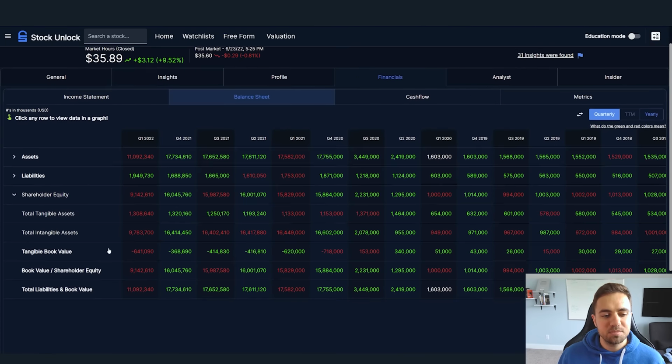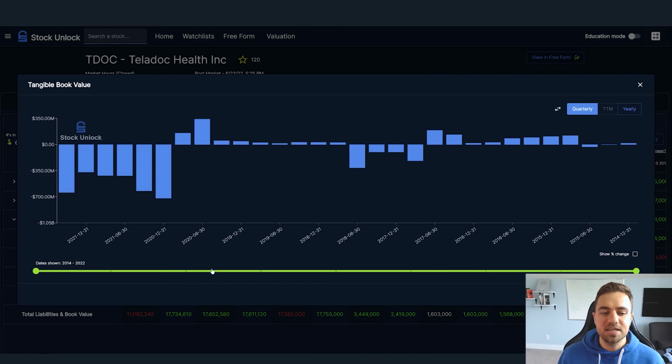So let's expand on shareholder equity and take a look at TDOC's tangible book value, because this is a totally different story. Right here, we can see that TDOC's tangible book value in the third quarter of 2020 was about $153 million. And then in the fourth quarter of 2020, it dropped all the way down to negative $718 million. And TDOC today still has a negative tangible book value.